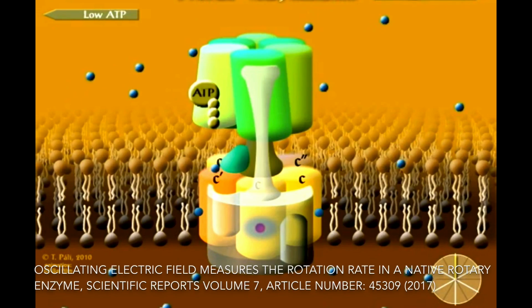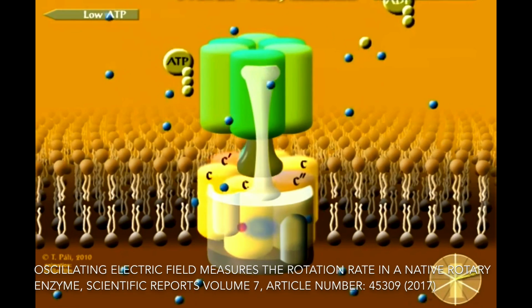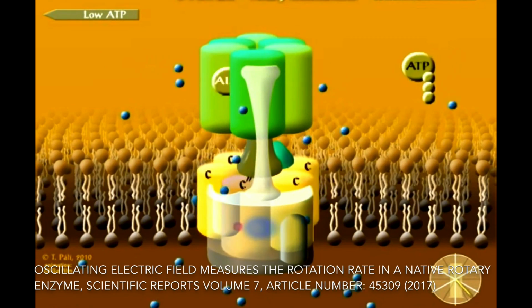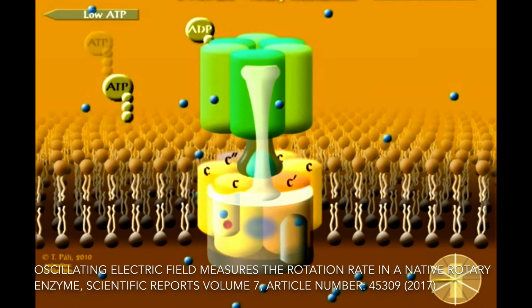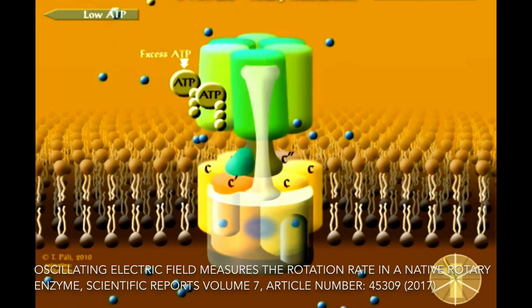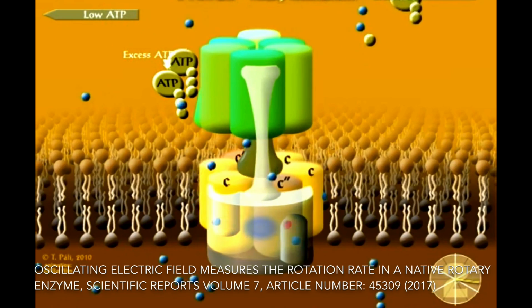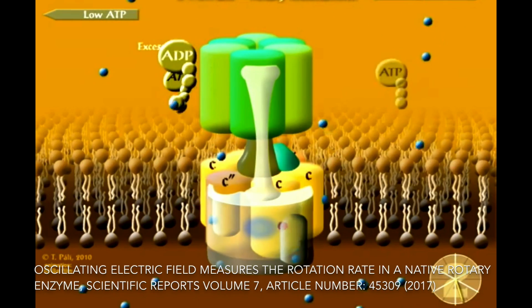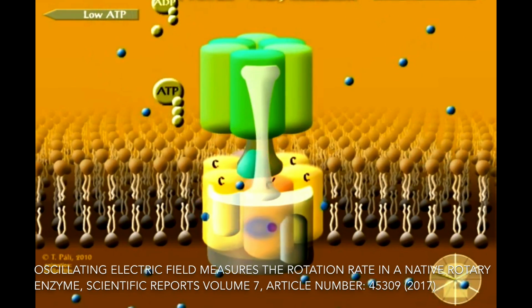Now I will show you a video that I found from a research work, and this is a 3D model showing how it functions in reality. So you can see ATP being broken down into ADP and phosphate, while the blue dots, which are the protons, are crossing the membrane through the C ring. The tethering molecule is also present.